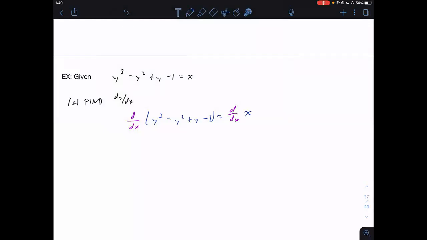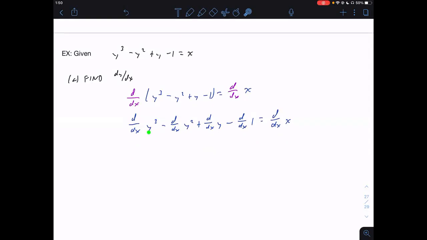Okay. Distribute the differential to each separate term. So you're going to have the derivative with respect to x of y cubed minus the derivative with respect to x of y squared plus the derivative with respect to x of y minus the derivative with respect to x of 1 equal to the derivative with respect to x of just x. Okay, and since here we just have individual terms, then this will be a straightforward derivative. No need to use a product rule, quotient rule, no chain rules. In this case, let's use the power rule for each of these individual terms.